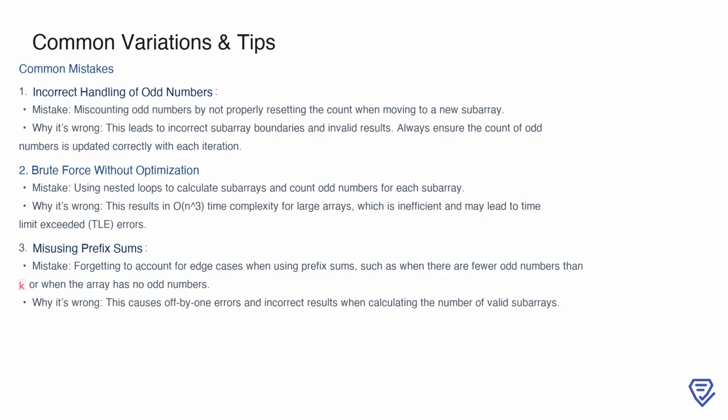Finally, misusing prefix sums is another pitfall. For example, forgetting to account for edge cases, such as when the array has fewer odd numbers than k or no odd numbers at all, can lead to off-by-one errors or incorrect results when calculating valid subarrays. These are critical aspects to watch out for as you refine your solution.